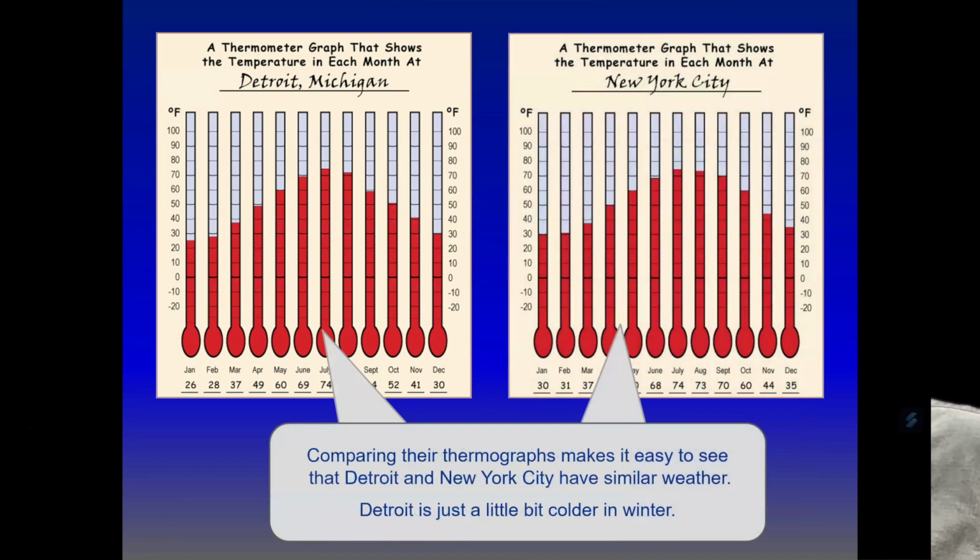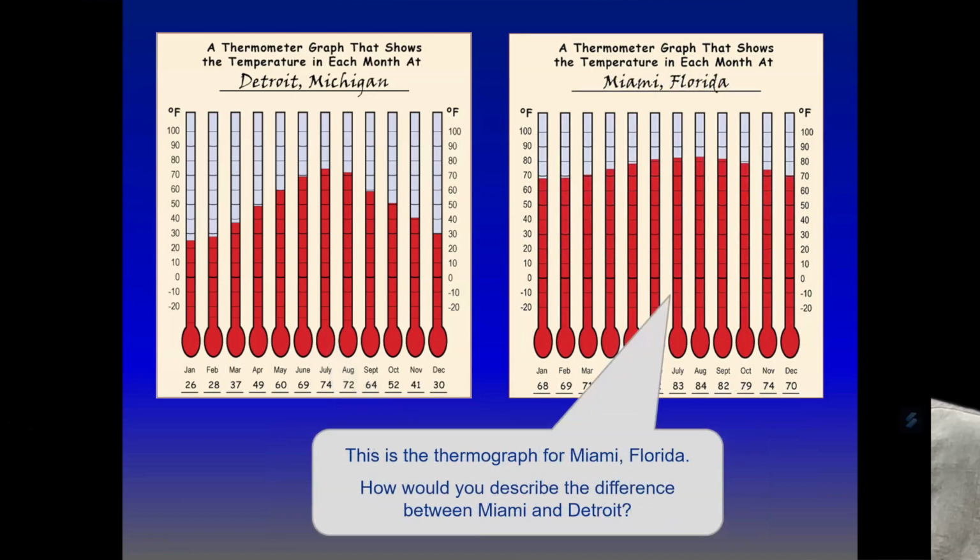When you take the two graphs and put them up side by side, you can see that Detroit and New York really have just about the same weather. Detroit's just a little bit colder in winter, and they're just about the same temperature in summer. On the other hand, if I put Detroit there and I put the graph for Miami in Florida, you can see that's really different. Every month in Miami is hotter than all but July in Detroit. And in January, it's almost 40 or 45 degrees warmer down there.